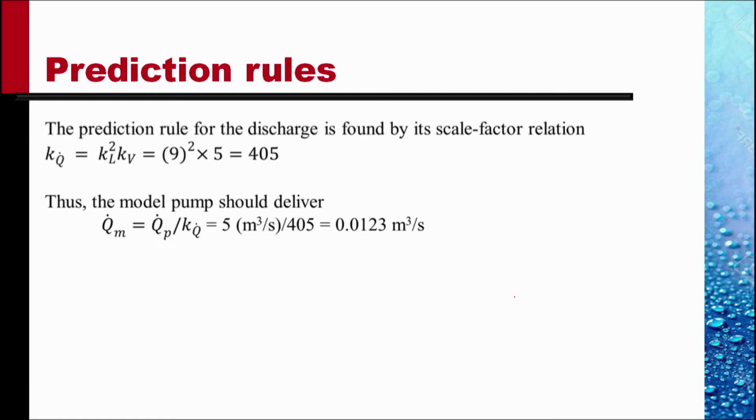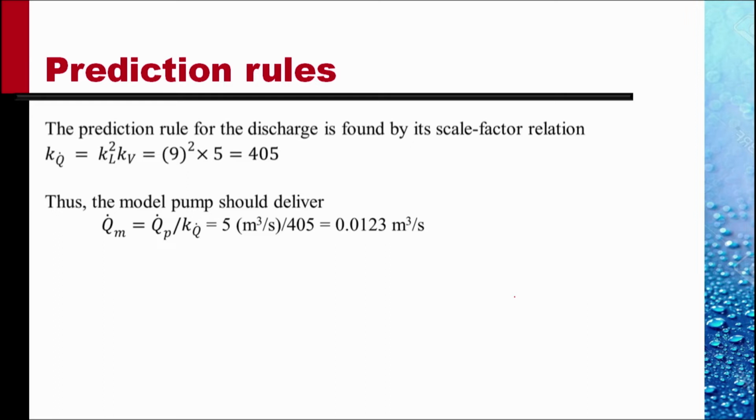The prediction rule for the discharge is now obtained by the scale factor for discharge. The discharge is like velocity times the area of the pipe, and so kq dot would be kl square for the area and kv for the velocity of the fluid through the pipe.